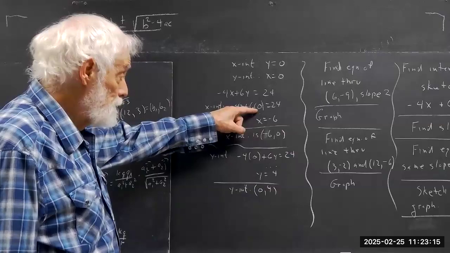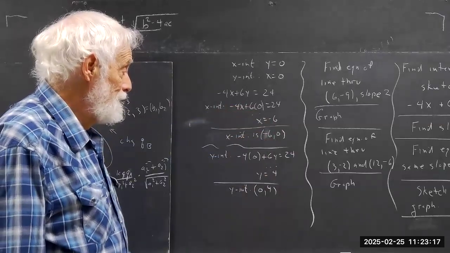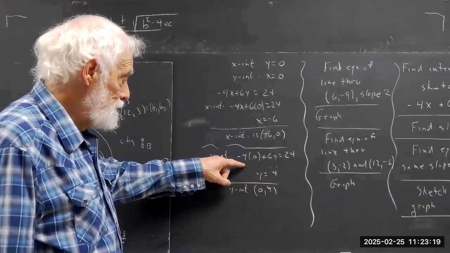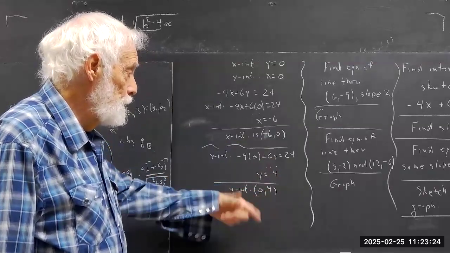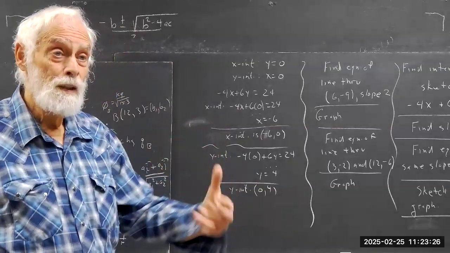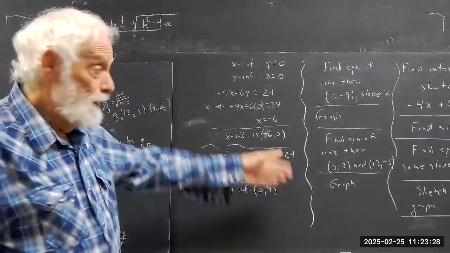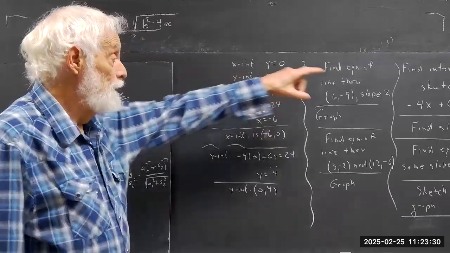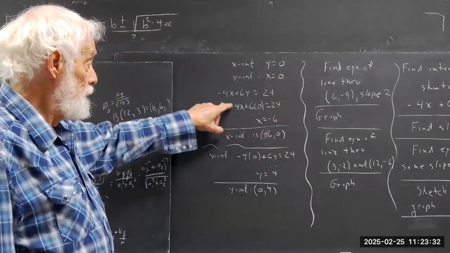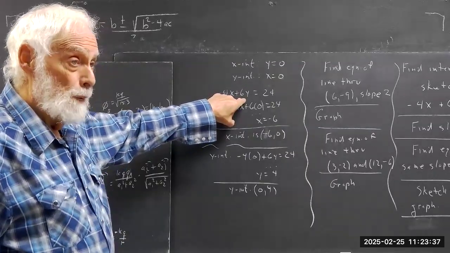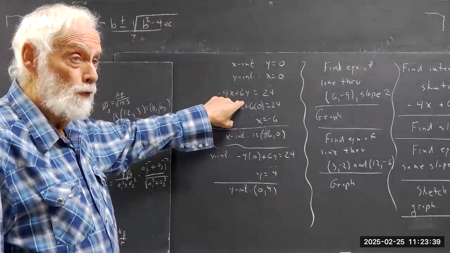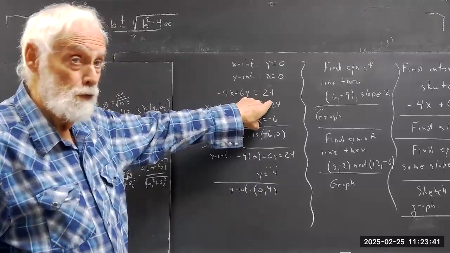This says that when y is 0, x is -6. This says when x is 0, y is 4. So we have this point and this point. We don't have the point -6, 4. -6, 4 doesn't have anything to do with the graph of this function. If we plug in -6 for x, we get 24. We plug in 4 for y, we get 24. 24 and 24 is 48, which doesn't equal 24.